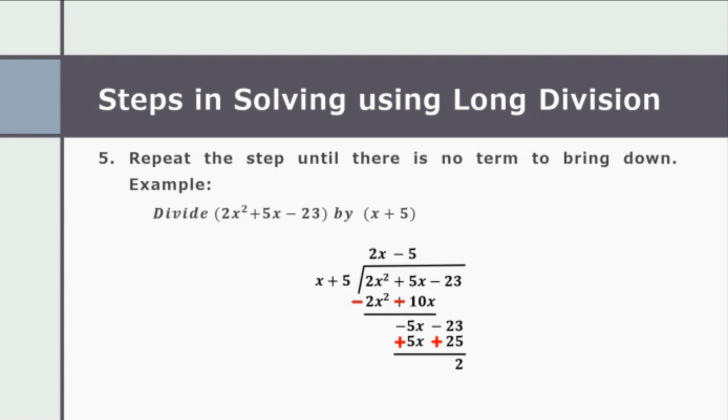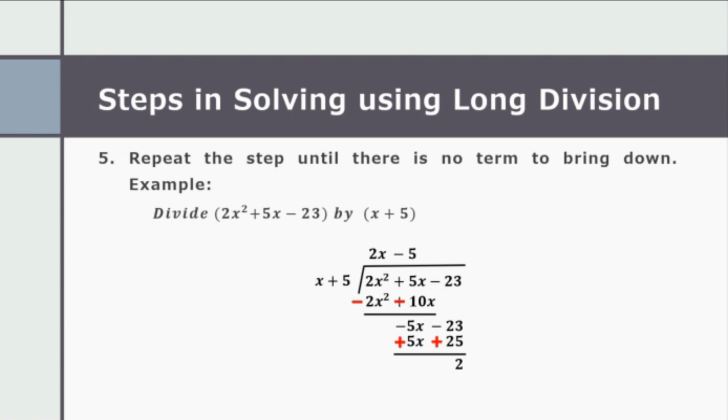Negative 5x divided by x will lead us to negative 5. The negative 5 multiplied to x plus 5 will give us negative 5x minus 25. Then we subtract the terms. From negative 5x, it will become positive 5x. Then from negative 25, it will become positive 25.